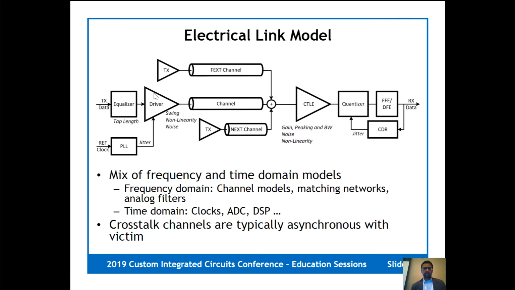So for electrical links, essentially the modeling is in three parts. We have a model for the transmit side, we have a model for the receive side, and then we have a model for the channel, where the key thing to remember is to include the effects of crosstalk, which are far from negligible at these rates and with PAM4. And the crosstalk channels typically are assumed to have a small frequency offset from the main channel so that they're asynchronous with respect to the main channel.